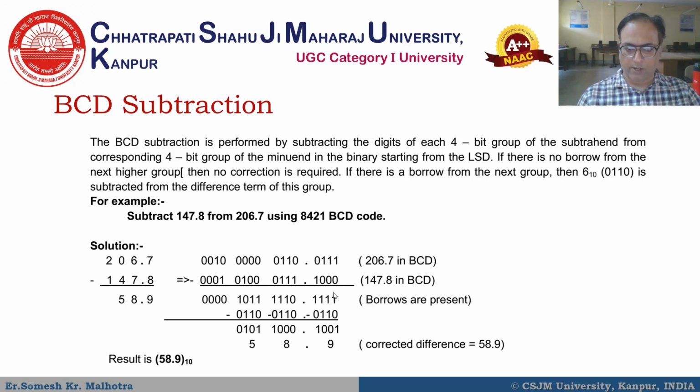So in this way, we first find out that for each group there is a borrow present. So as per the definition, we will be subtracting 0110 from each and every group. So after subtracting, we will be getting 1 minus 1 is equal to 0, 1 minus 1 equals to 0, 1 minus 0 is 1. And similarly here, similarly this. Now, the decimal equivalent of this is 5. This is 8. This is 9. So the answer is 58.9.